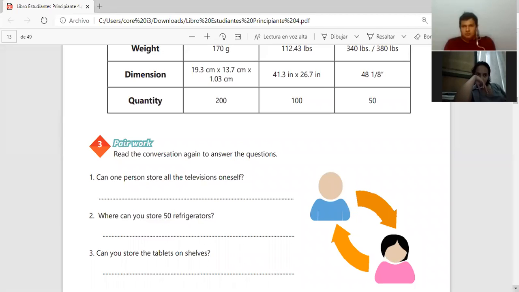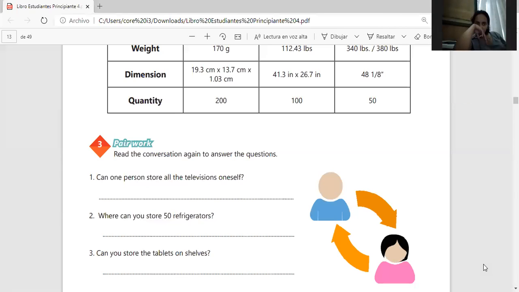Do you think that a person, Kenya? Oh, she has problem with connection. So another person, Daniel Peña. Do you think that a person can store all the televisions? How many televisions do we have? 100. So do you think that one person can store, in this context is almacenar, all the televisions oneself? Repeat, please, teacher. Okay. Do you think that a person can store all the 100 televisions, oneself? Oneself means alone.